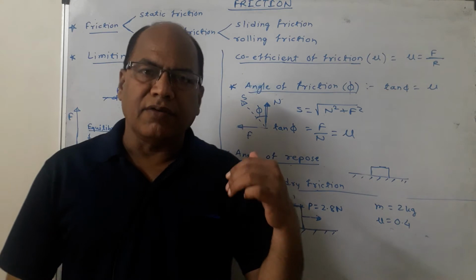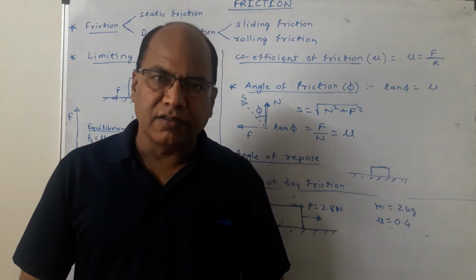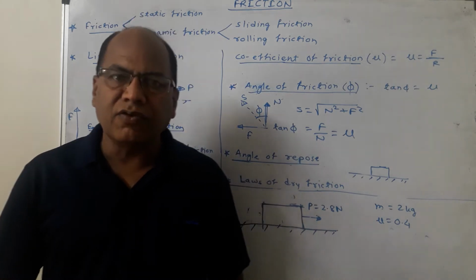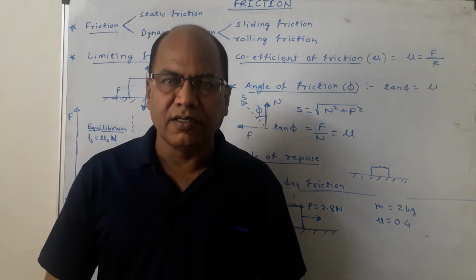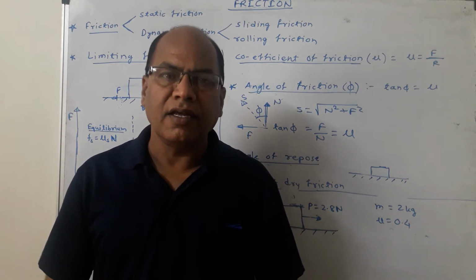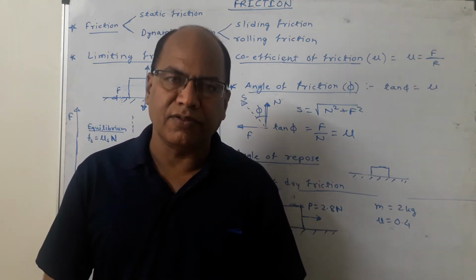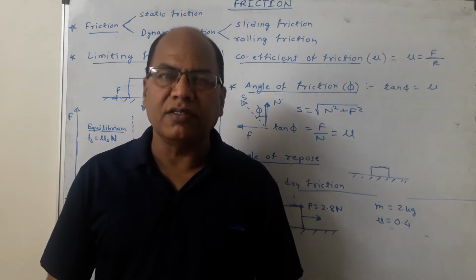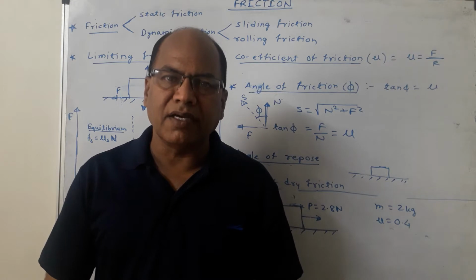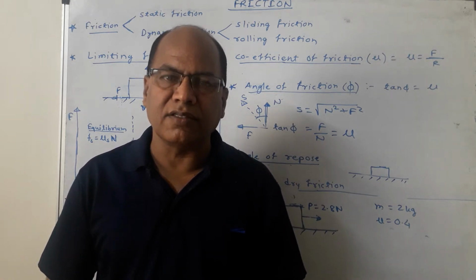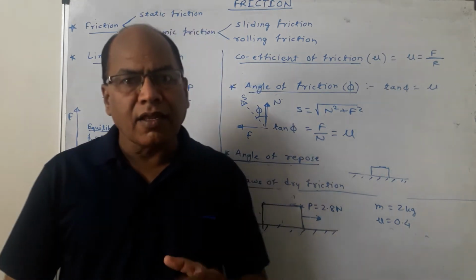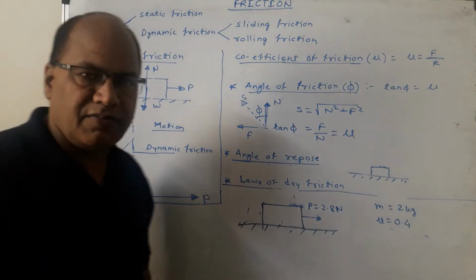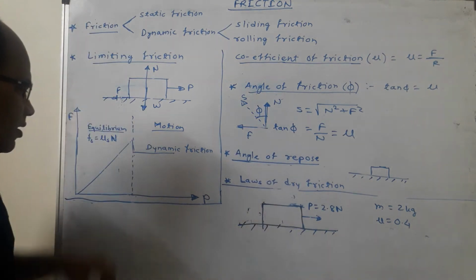Now, in this chapter, the most important topic or term is limiting friction. The frictional force has an important property by virtue of which it can increase itself with the applied force. However, it cannot increase itself beyond a certain value, and this maximum value of frictional force is called limiting friction. Now, if we plot a graph of frictional force versus the applied force, the graph looks like this.